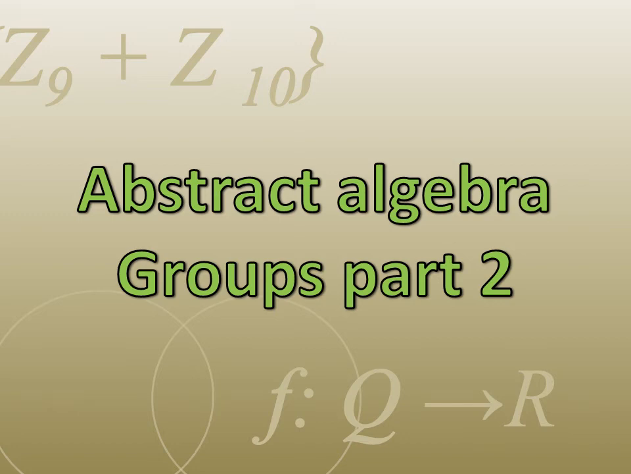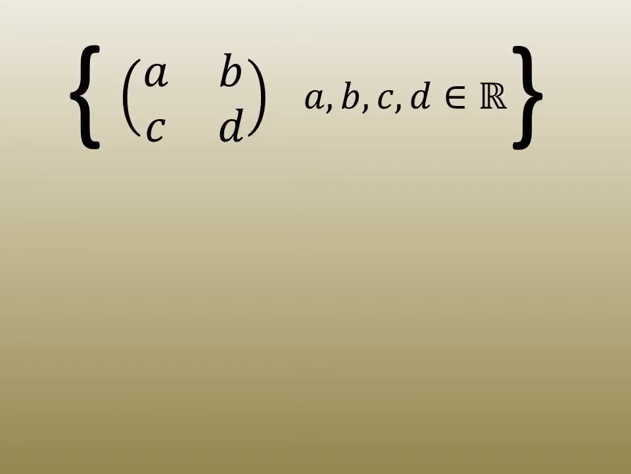In this abstract algebra tutorial, I'll be giving further examples of groups and some properties about groups in general. In our first example, the set of 2 by 2 matrices with real entries under matrix multiplication is considered. As a reminder, here is 2 by 2 matrix multiplication defined algebraically.